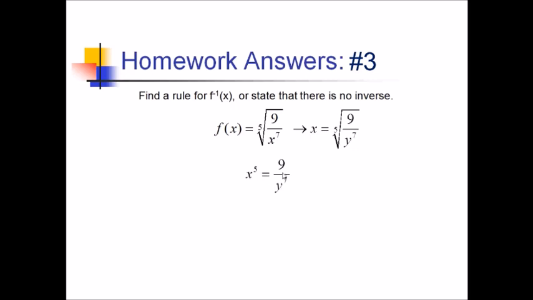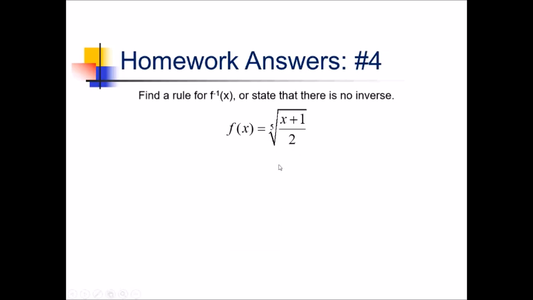And then we need to get this y out of the denominator. So if I multiply by y to the 7th and divide by x to the 5th, I'll be able to do that. As a last step, to get rid of the 7th power, we just need to take the 7th root of both sides. So f inverse then equals the 7th root of 9 over x to the 5th.